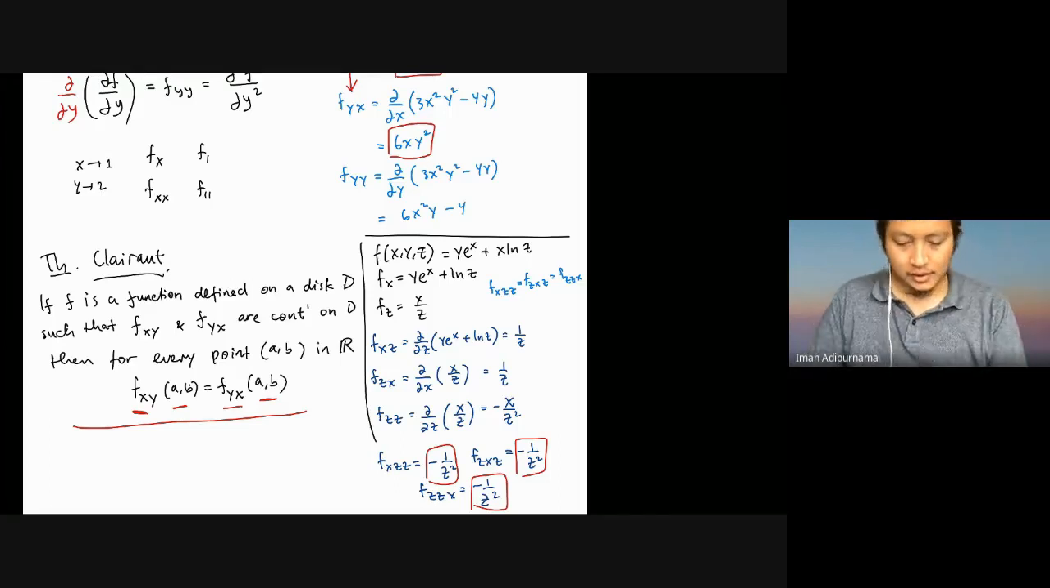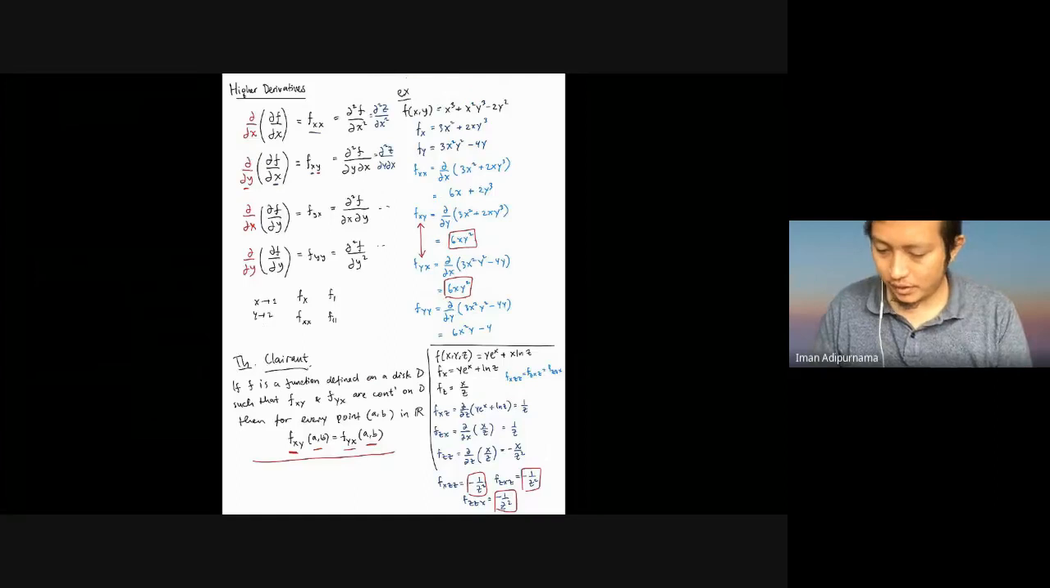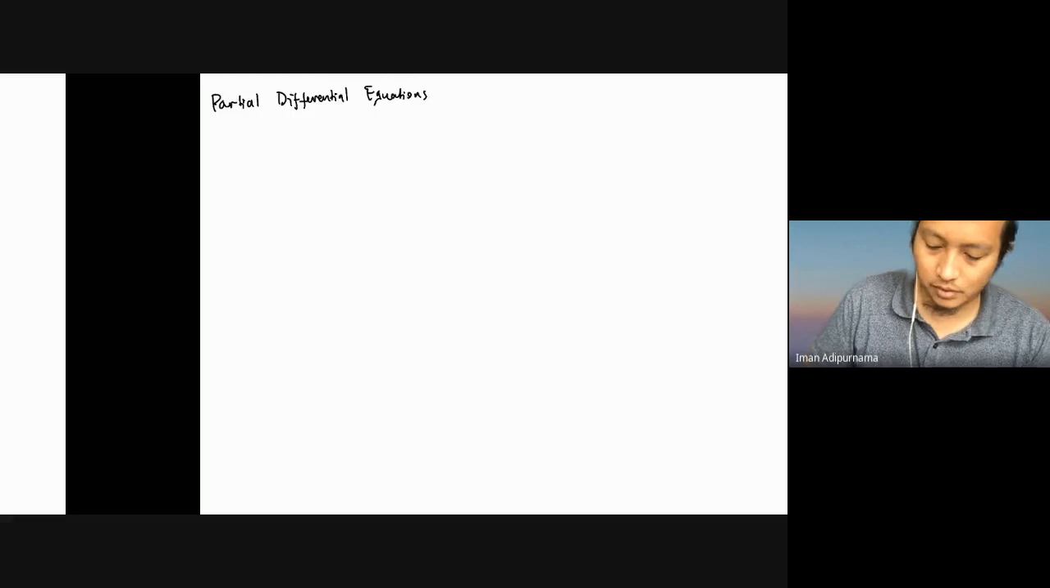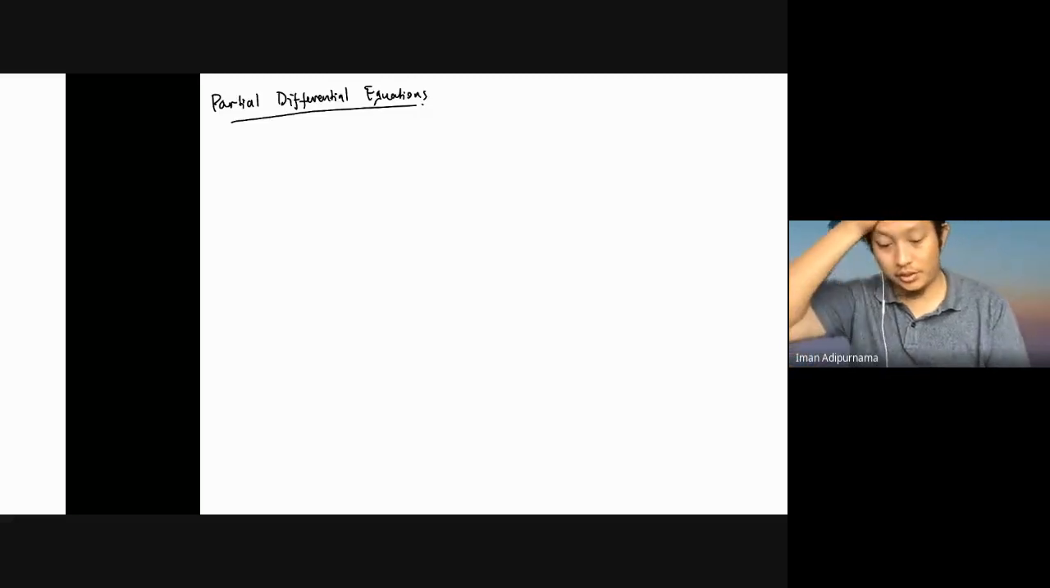Okay, because we have learned all the partial things, we may use it in equations. We call them partial differential equations.